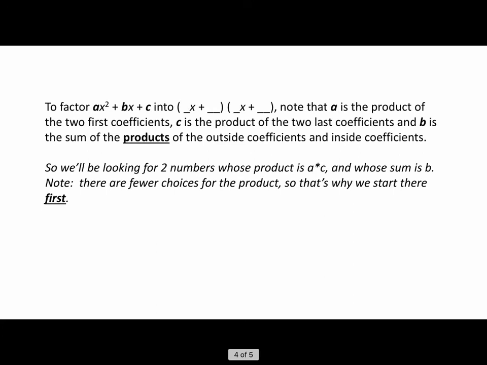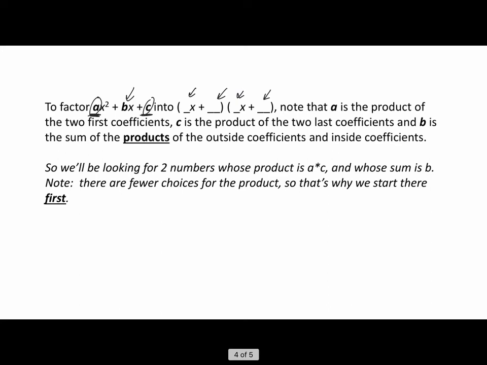So in order to factor ax squared plus bx plus c into two binomial factors, note that a is the product of the first two coefficients. So this number times this number is a. C is the product of the last two coefficients. So those, what are usually constant parts of the binomial, that's going to be c. And b is the sum of the products of the outside coefficients.